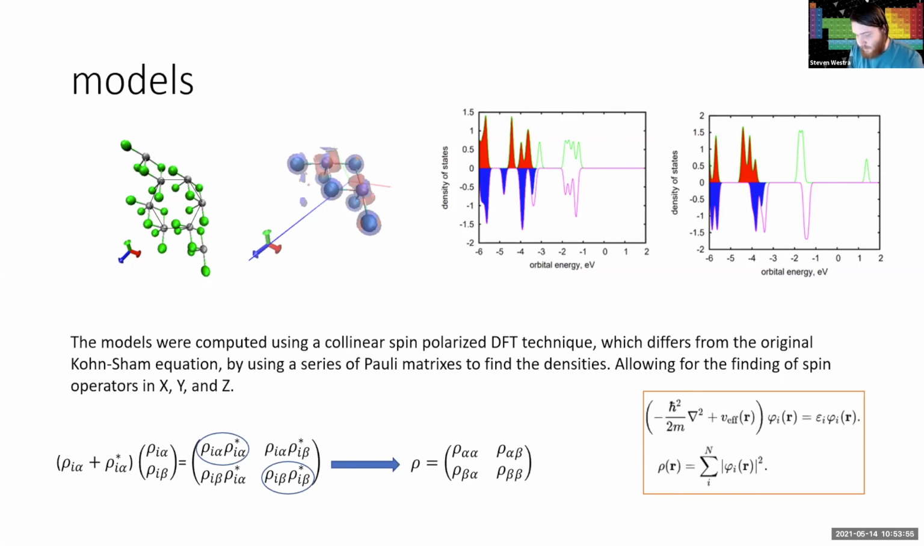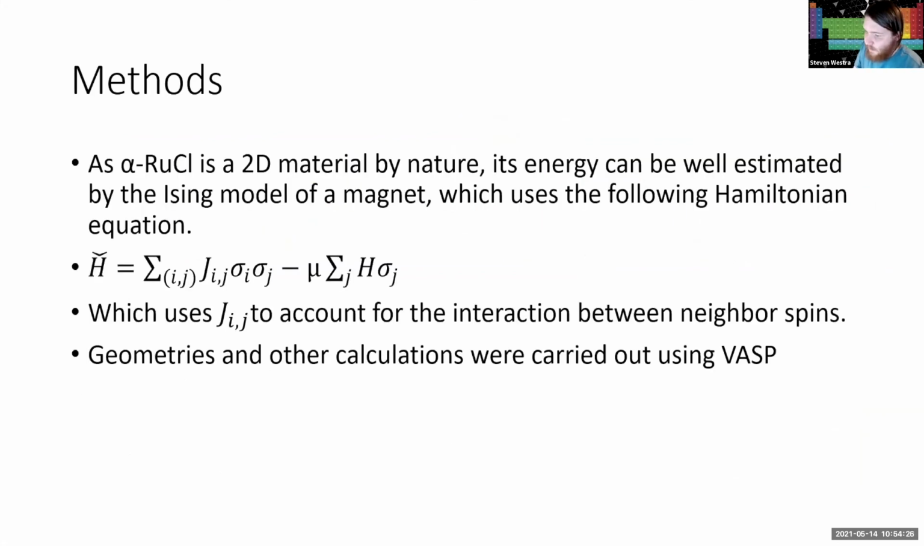And what this does is it allows us to find electron densities in terms of X, Y, and Z when they are otherwise identical. And this differs from the original one, as I said, in that it's a summation of matrices rather than just a total summation of the absolute value of the psi_i(r) squared. There we go. Method.